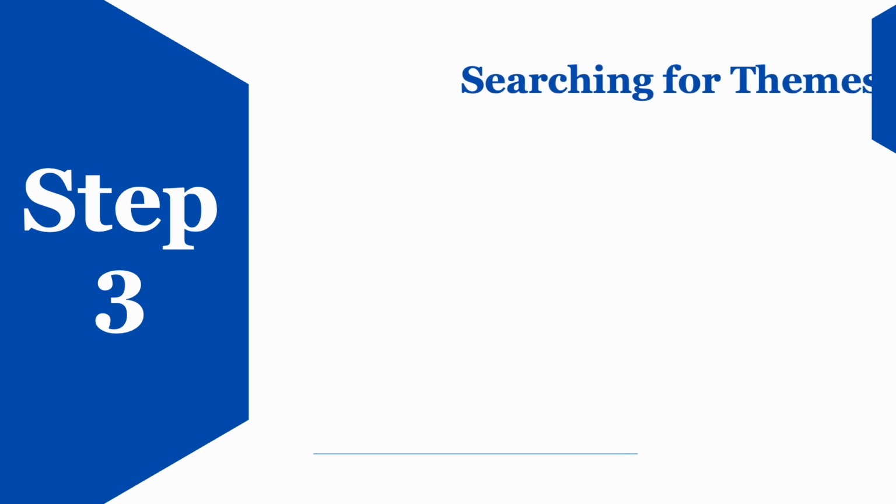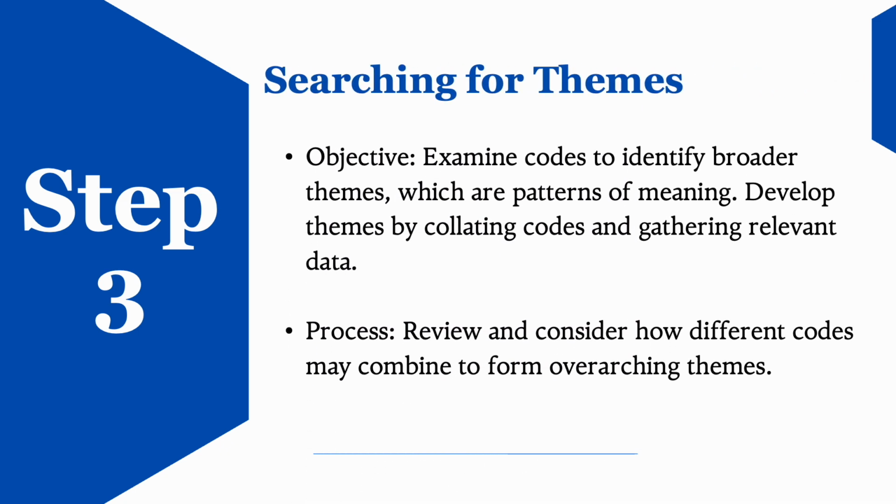Step 3 in thematic analysis is searching for themes. The objective at this stage is to examine the codes you have created and begin identifying themes, which are broader patterns of meaning that address your research question. Themes are developed by collating related codes and gathering all the data relevant to each theme. The process involves reviewing the different codes you generated in the previous step and considering how they may combine or relate to overarching themes. This step helps you move from a detailed set of codes to higher level concepts that capture the essence of what is happening in your data.